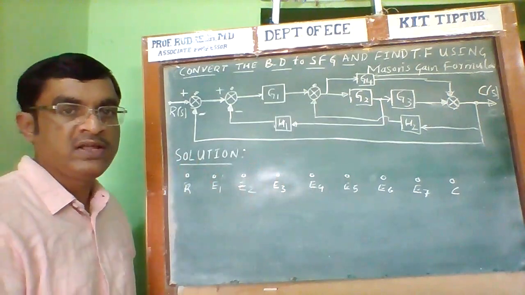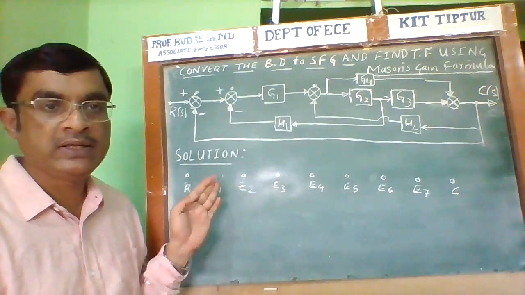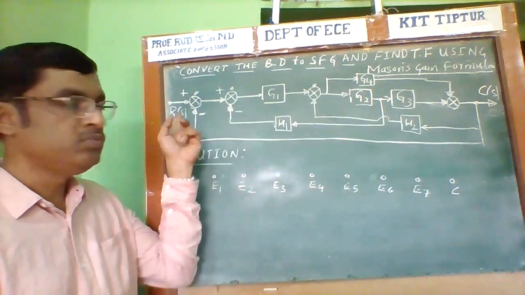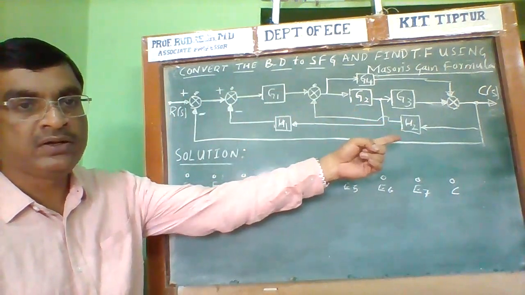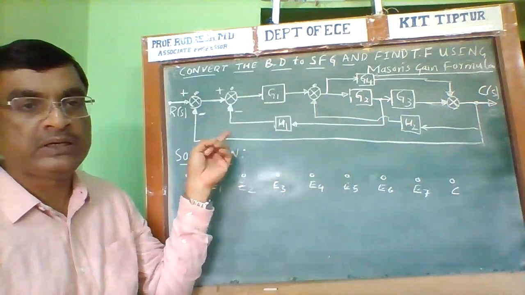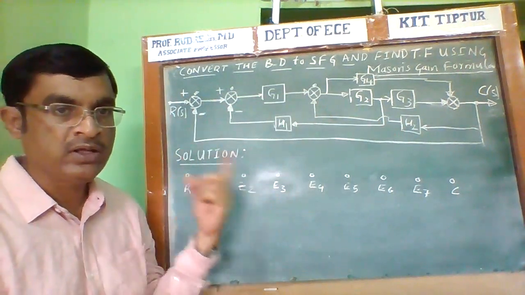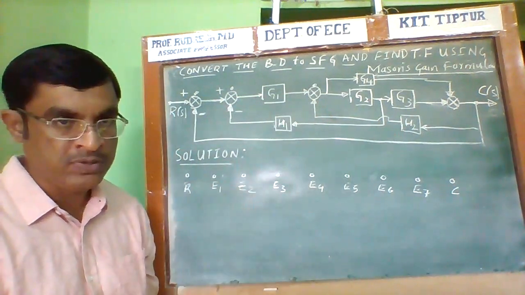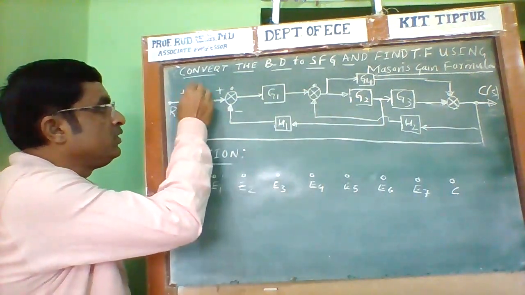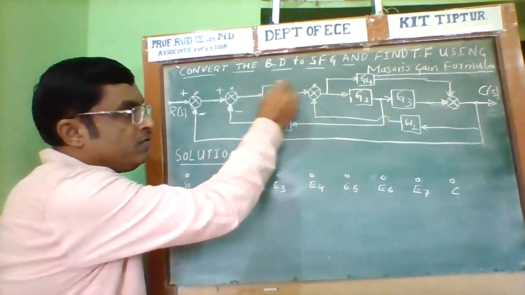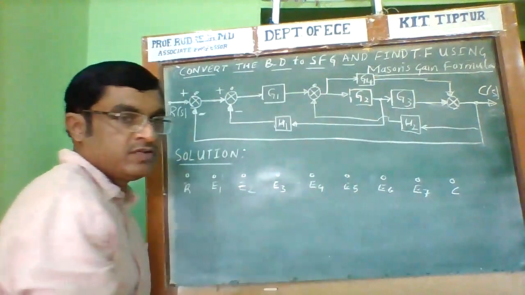Now, what is the procedure? The first step is to assume the nodes at the input, at the output, at every summing point, at every take-off point, and in between the cascaded branches, and name these nodes. Here there are input nodes at these points, an output point, and cascaded branches.